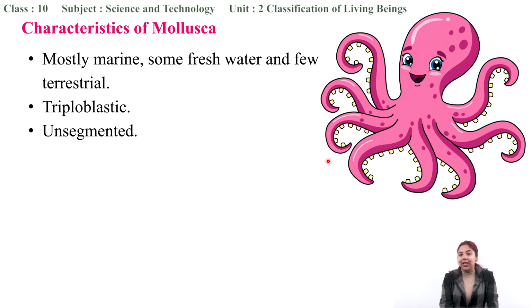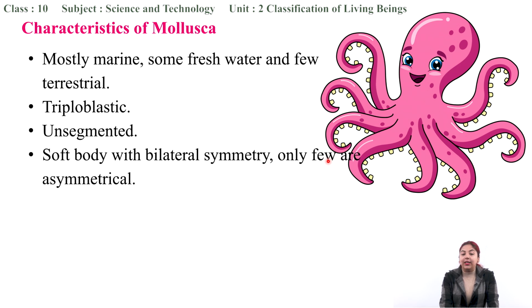So another characteristic would be they have soft body with bilateral symmetry, and only a few of those organisms are asymmetrical. Now when we try to divide this octopus into equal parts, when we divide it in this one plane, then only we can divide this organism into two mirror images. So we can say that since the organism can only be divided into two mirror images through one single plane, it is called bilateral symmetry.